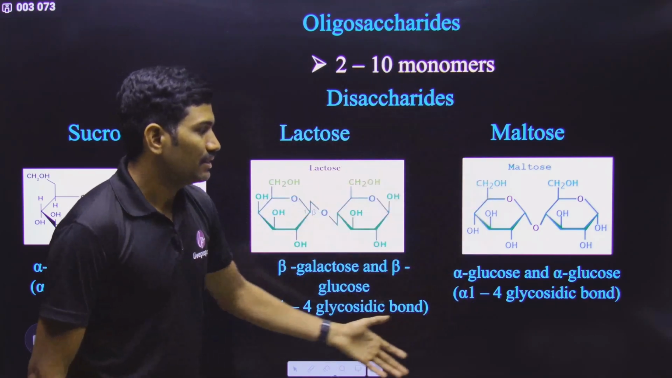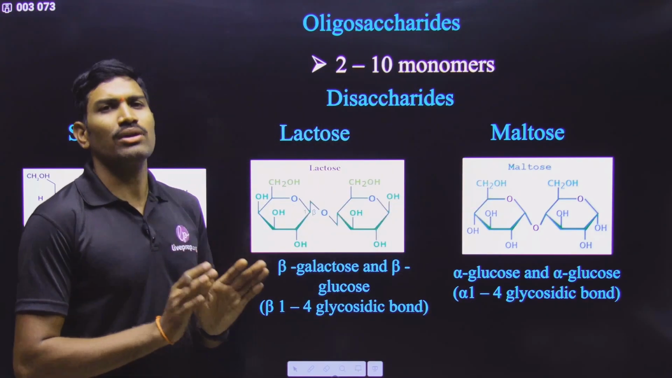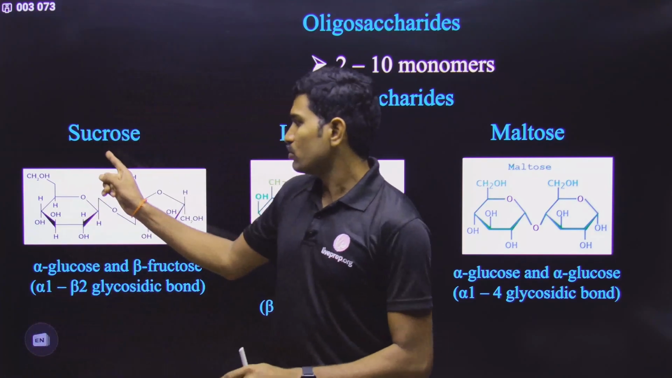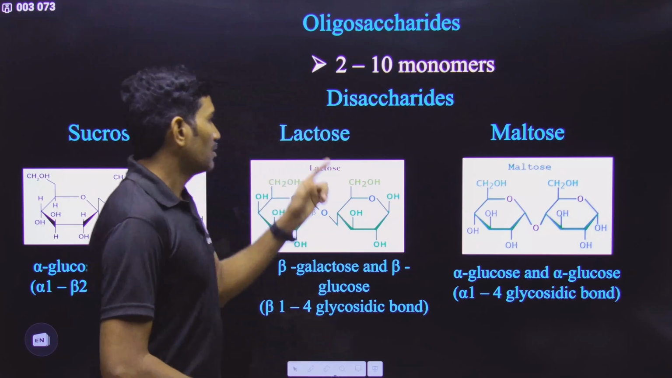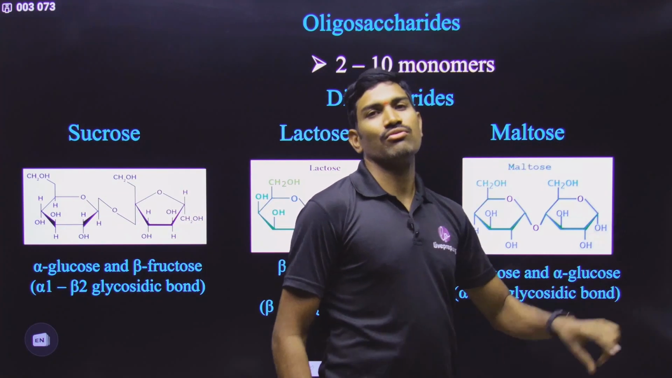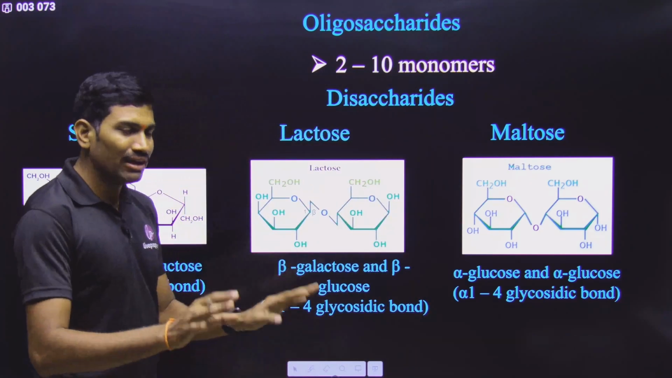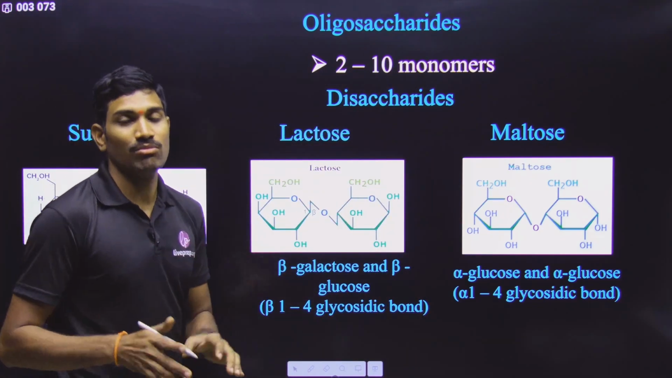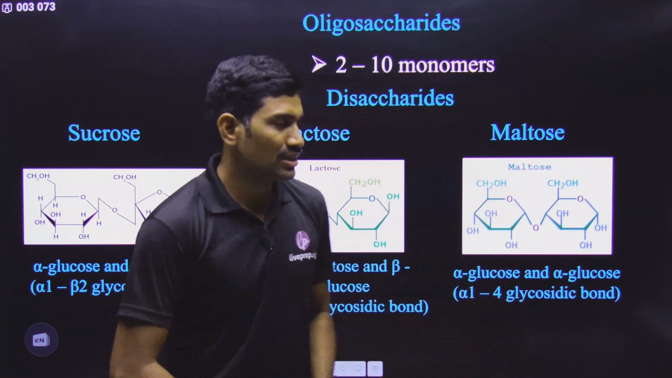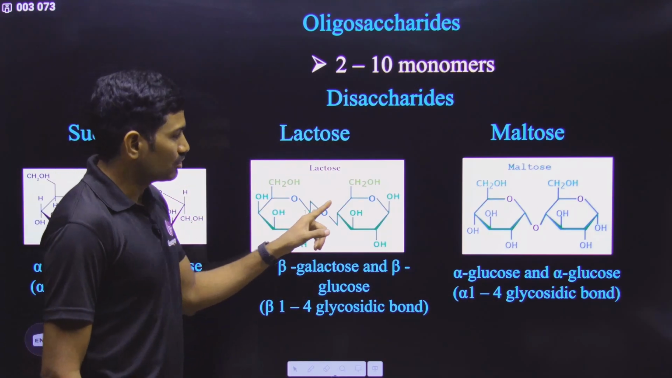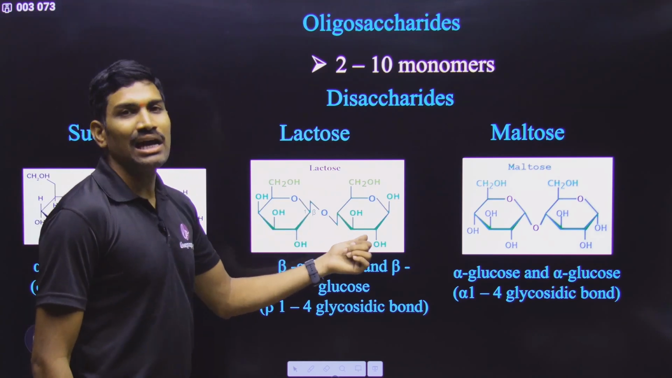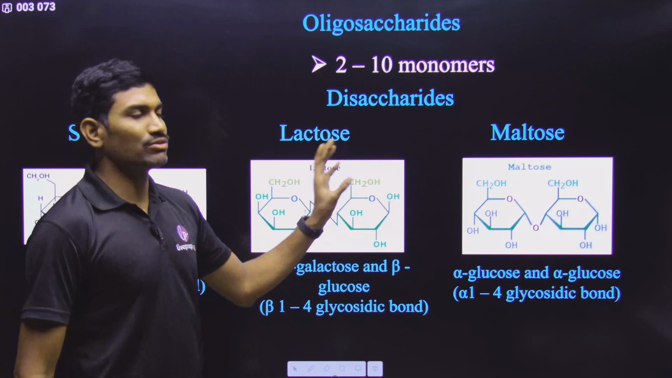So in this way, these are the few very important disaccharides that you need to know. Sucrose has glucose and fructose, lactose has galactose and glucose, maltose has 2 units of glucose. In this way they are linked. Wherever it is, the bond is called glycosidic bond. That's why we will say specifically alpha 1 beta 2 glycosidic bond. Here it is beta 1, beta 1 to 4, or suppose this is alpha, beta 1 alpha 4, whatever it is, beta 1 to 4 glycosidic linkage.